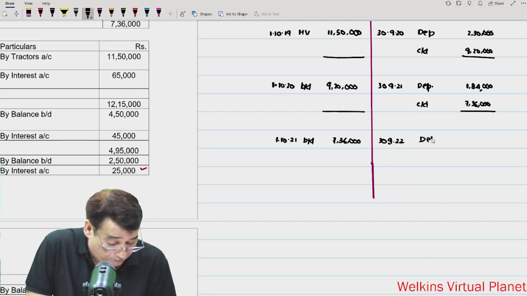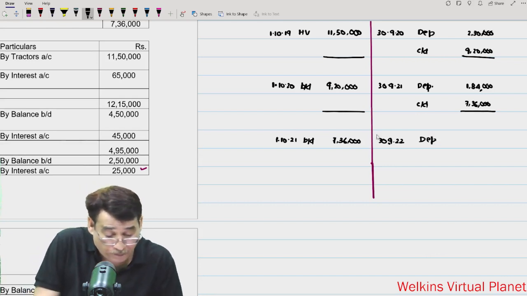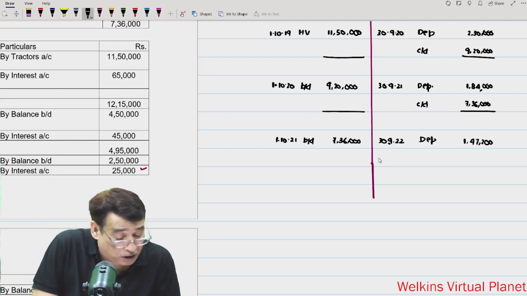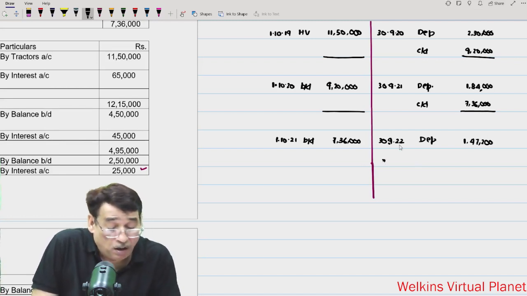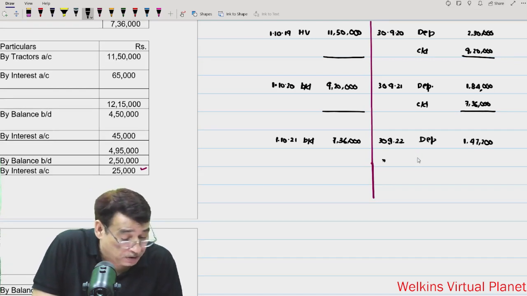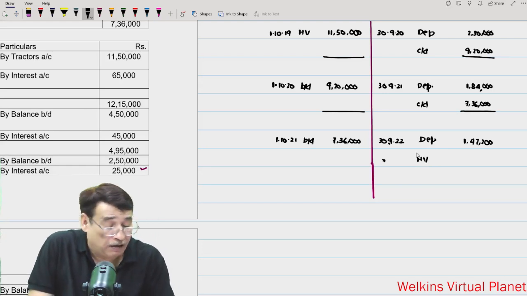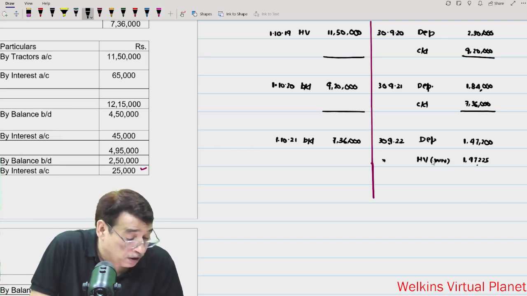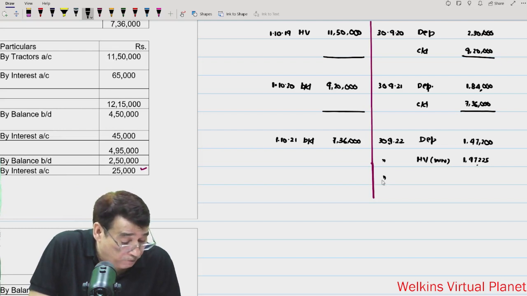We will reach the end of the year, 30th of 9, 2022. We will provide the depreciation, first of all, as we normally do. Depreciation will be equal to 1,47,200. Correct? Now, on this particular date, the hire vendor took back the tractors, so I will write here hire vendor, and hire vendor took them at 1,97,225. This figure we have already through our working note, correct? This figure we are already having, and we have already computed the amount of loss, profit and loss account.